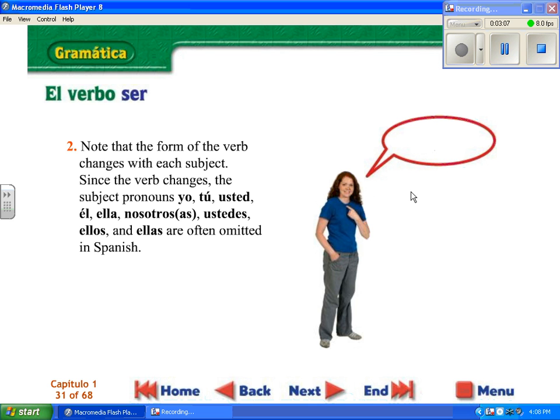If you want to talk about yourself, you will say yo. Please repeat after me. Yo soy Juana. Or simply, soy Juana. The yo is optional. The pronoun yo is optional.